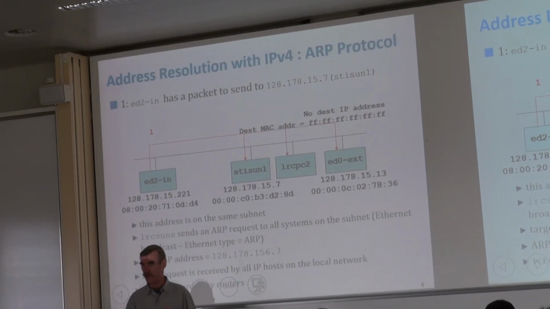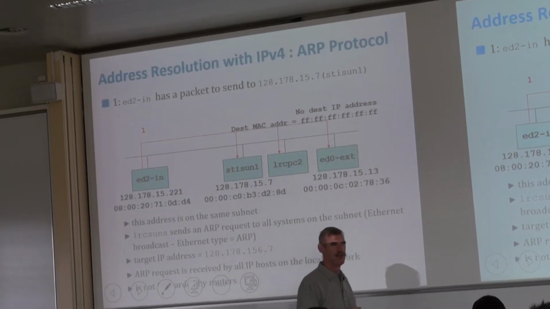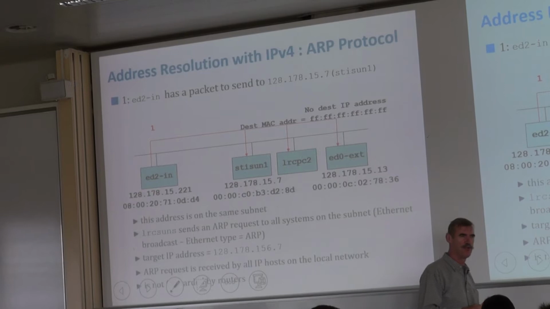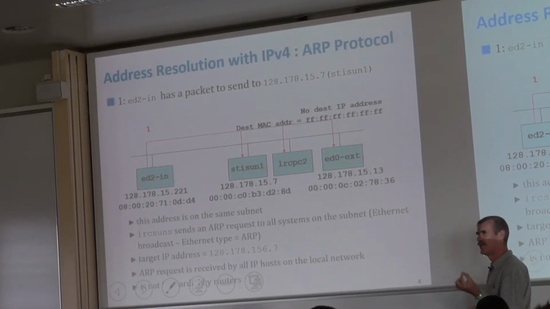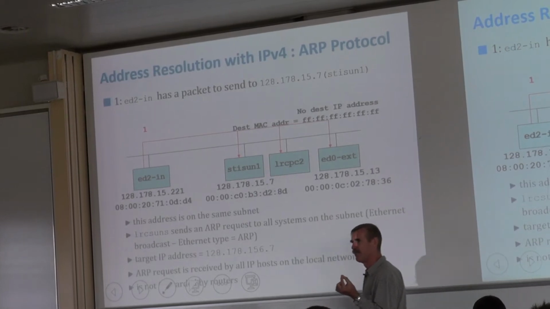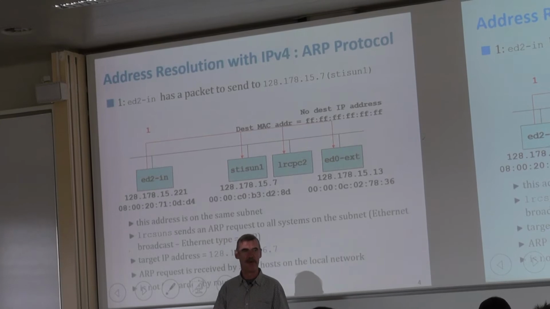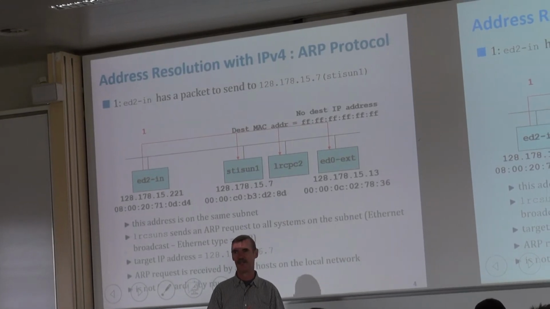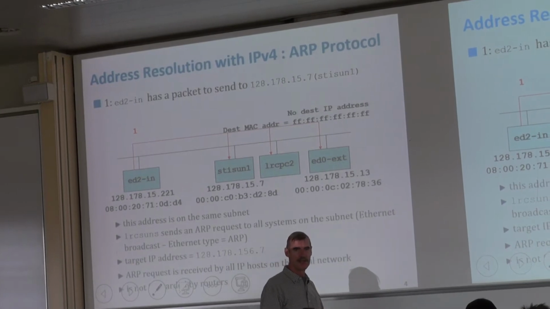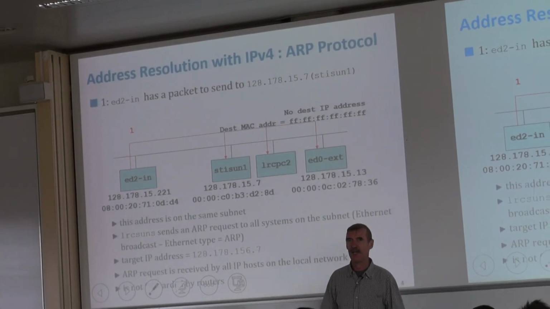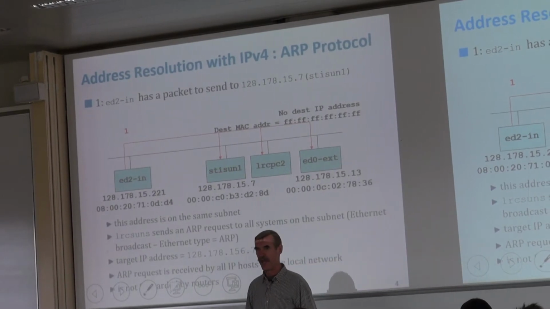So the first important thing to understand is what is the goal of the address resolution procedure, or in IPv4 it's called the ARP protocol. The goal is to answer the question: I have a packet to send to an IP destination address. I know this IP destination address is on the same subnet as one of my interfaces. I know this by analyzing network masks. What is the MAC address that corresponds to this IP address?